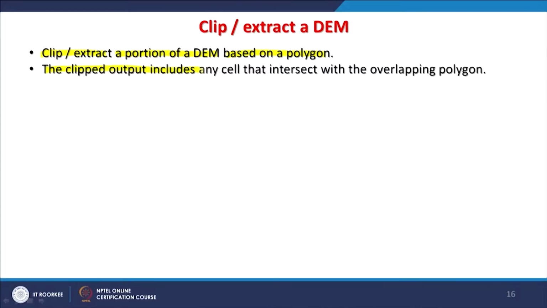That polygon can be a district boundary, a country boundary, a state boundary, or a hydrological boundary like a watershed, basin or catchment. So this polygon has to be there. Based on that, we can extract, clip or create a subset of a digital elevation model. This clip output includes any cell that intersects with the overlapping polygons.